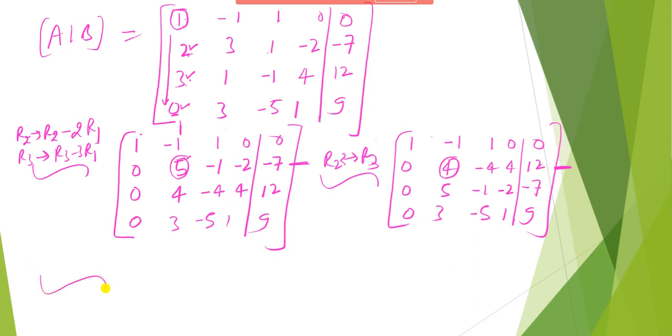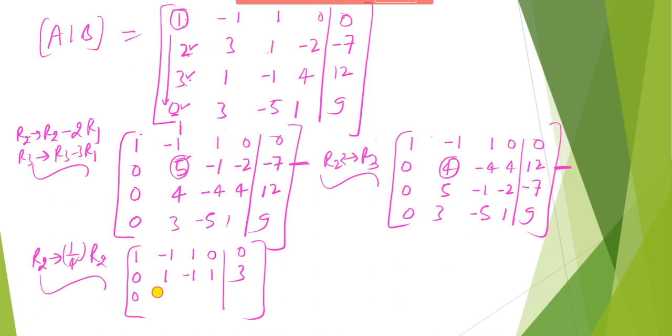So in that case, perform the row elementary operation R2 is 1 upon 4 times R2. The reduced matrix is 1, minus 1, 1, 0, 0, with a change in the second row only, because R2 is divided by 4: 0, 1, minus 1, 1, 3; 0, 5, minus 1, minus 2, minus 7; 0, 3, minus 5, 1, 9. Now this is the key element, and with the help of this key element, make the non-zero entries below it 0 by performing row elementary operations.